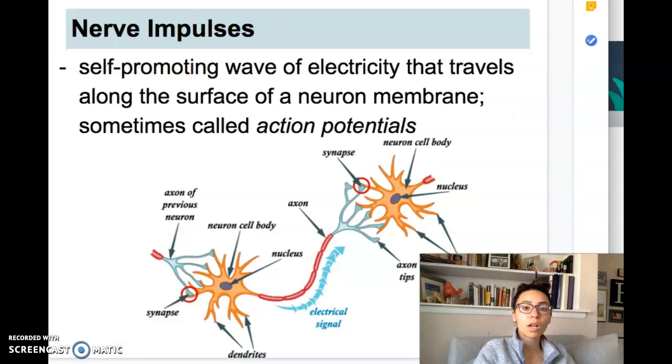All right, so now let's talk about the actual nerve impulse. The nerve impulse is a mixture of electrical and chemical signals. This is what you're going to be making a model of next week. It's a self-promoting wave of electricity that travels along the surface of the neuron membrane, sometimes called an action potential. So you can see here that signal that's created. It's an electrical signal that travels down the length of the axon.